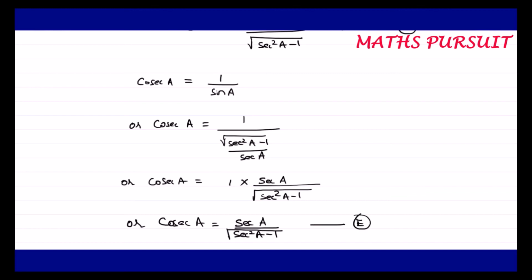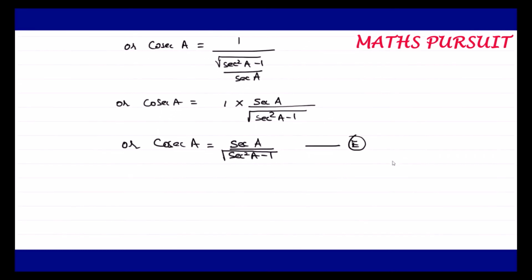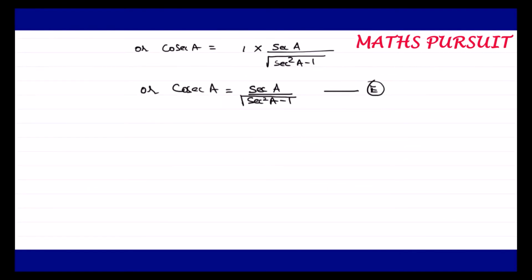Hope guys you understood what I did. Here in the denominator we got root over of sec square A minus 1 upon sec A. So I multiplied it so that I brought this sec A to the numerator. The denominator value became the numerator. Hope guys you understood this. We are able to generate all the values of the trigonometric ratios in terms of sec A. Guys, I hope you understood this calculation or this process.